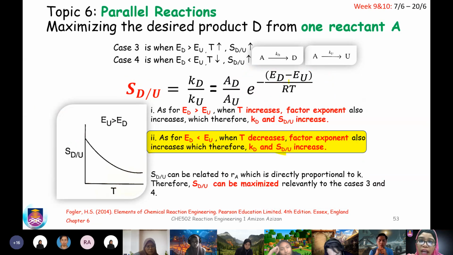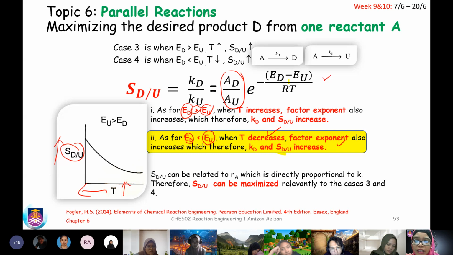If you go to the next slide, it shows where ED, the activation energy of the desired, is now lesser than the activation energy of the undesired. Knowing the exponential factor values, we know that as the temperature increases, the selectivity decreases. So if we want a higher selectivity, the temperature would need to be decreased. In this case, for ED lesser than EU, when temperature decreases, the exponential factor increases, therefore KD and the selectivity increase. This is plotted based on the known value of the formula itself.